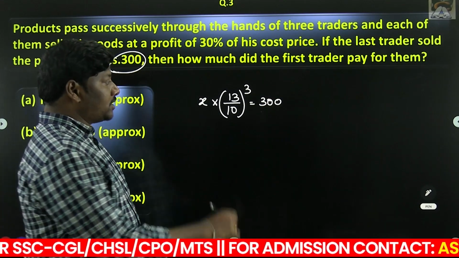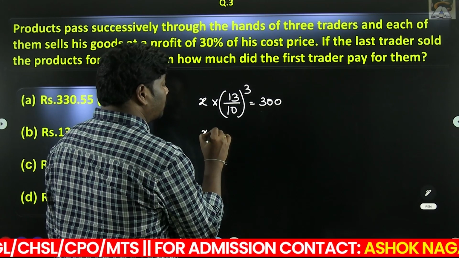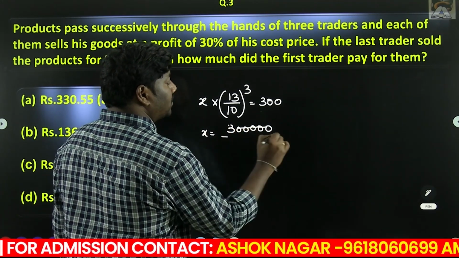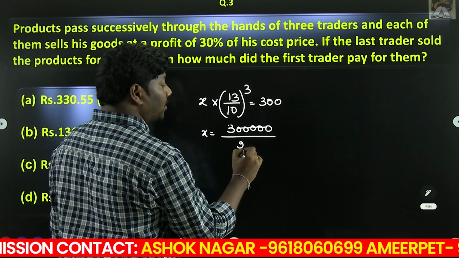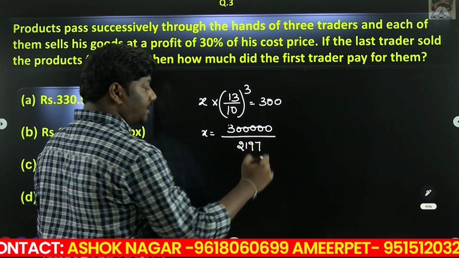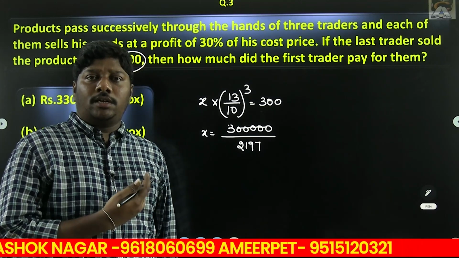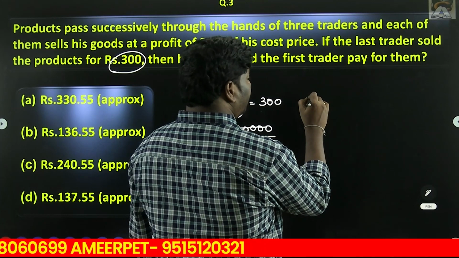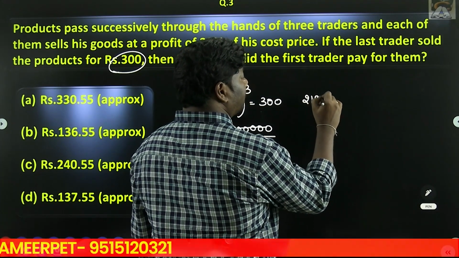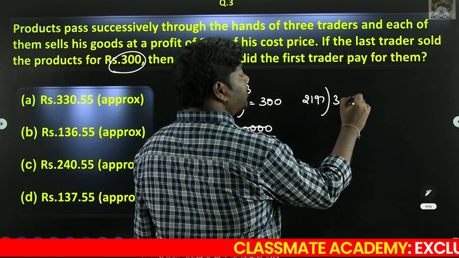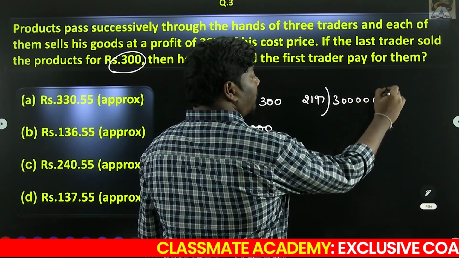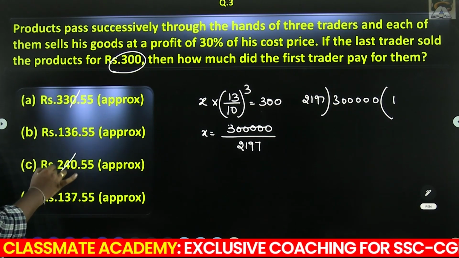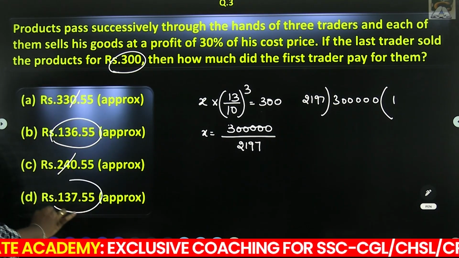All you need to do is what? X is equal to 3 lakh, 5 zeros, divided by 13 cube, 2197. So I'll go with the simplification directly. Okay, you divide 3 lakh, 5 zeros by 2197. First we know it is 1. Therefore you can simply eliminate this one and this one. Now you only have these two options left.